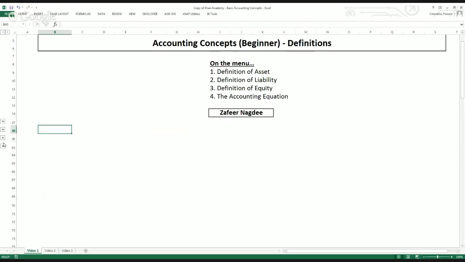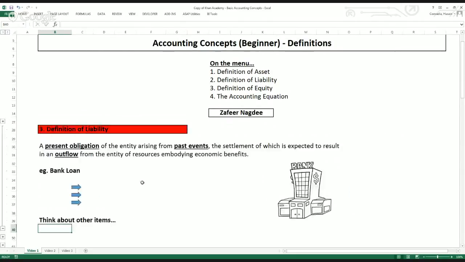All right, so let's move on to the next element, which is the definition of a liability. So the formal definition reads that a liability is a present obligation of the entity arising from past events, the settlement of which is expected to result in an outflow from the entity of resources embodying economic benefits. Once again, a lot of words happening there. Just three concepts to be conscious of. First one being the concept of obligation.